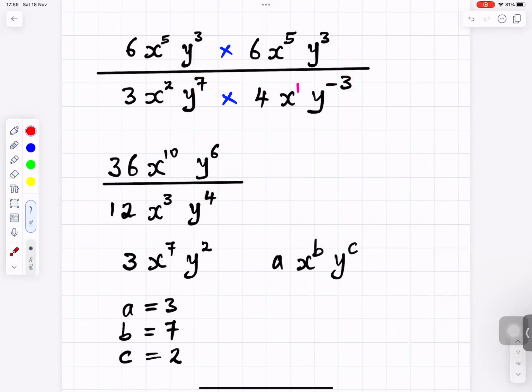Now we simplify. 36 divided by 12 is 3. 10 minus 3 is 7. 6 minus 4 is 2. So your answer is 3x to the power 7 y squared. So that a is 3, b is 7, and c is 2.